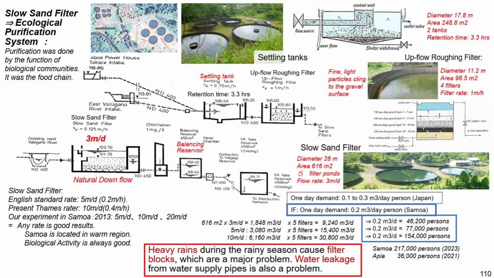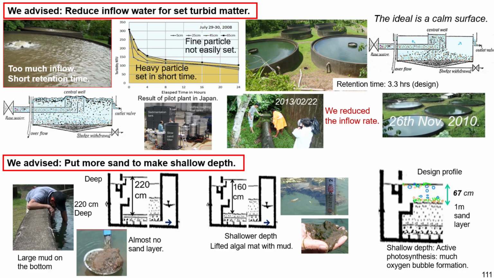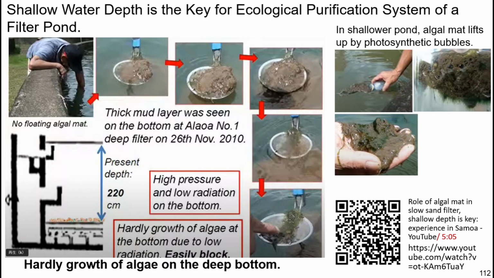And the flow rate of 3 meters per day in the manual is too slow for a warm region. We advised reducing the amount of inflow water to settle the turbid matter. We checked the water depth. The water depth was too deep, and there was almost no sand. Then, we advised putting in more sand to make the depth shallow in order to accelerate algal photosynthesis. Shallow water depth is the key to the ecological purification system of a filter pond.